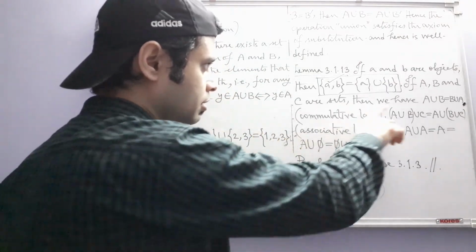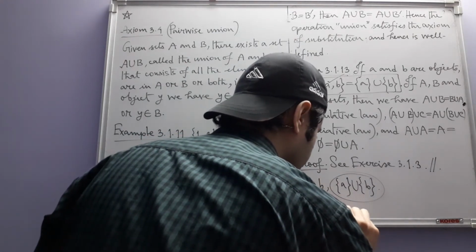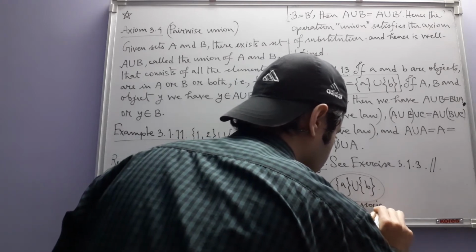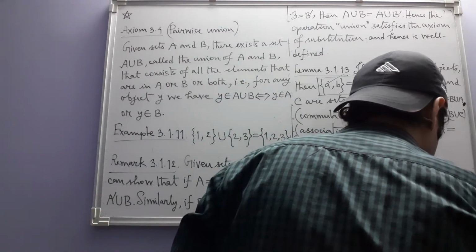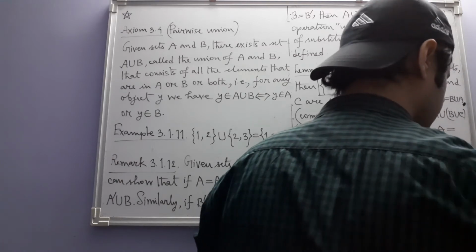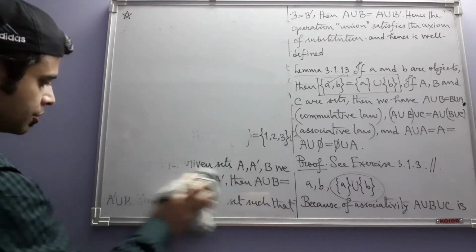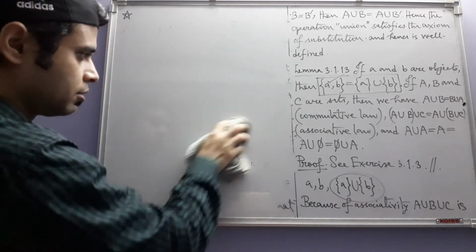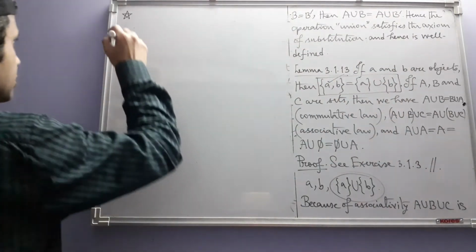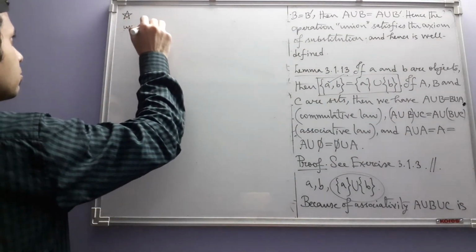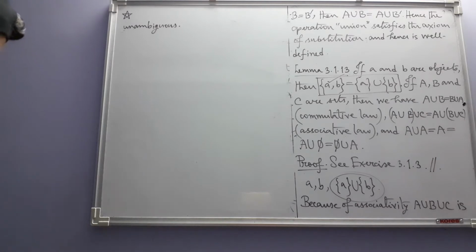Now, because of this associative law, because of associativity, this expression is unambiguous. It has a meaning. Because no matter what way we choose to bracket this expression, that gives me the same result, same set. This is unambiguous. After this, there is a remark.